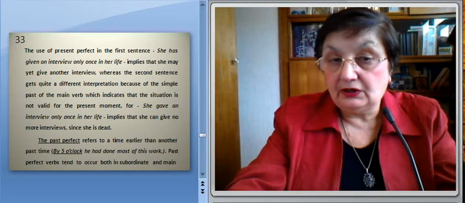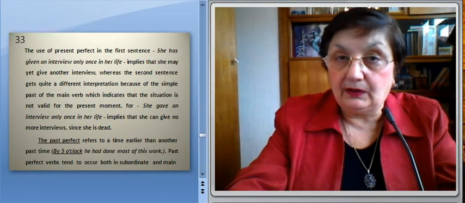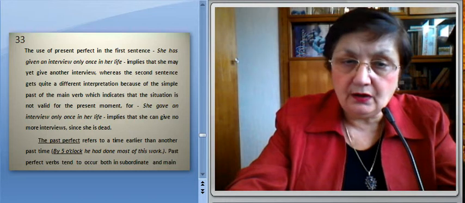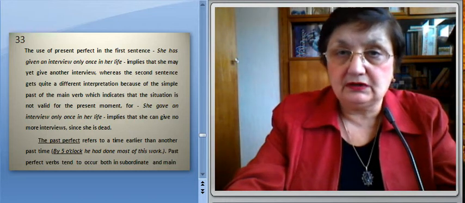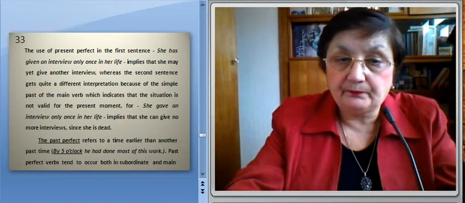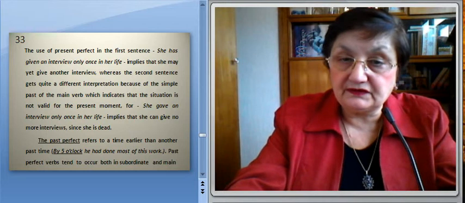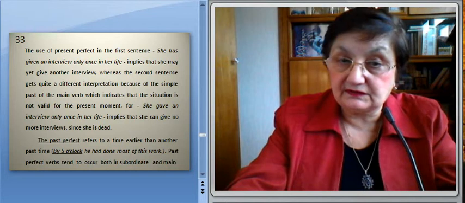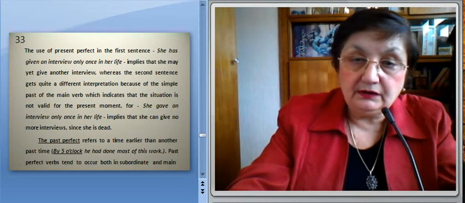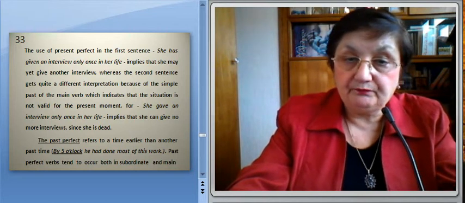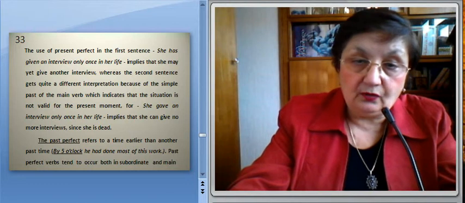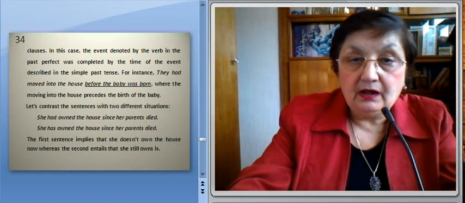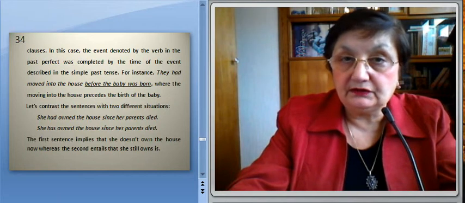The past perfect refers to a time earlier than another past time. For instance, "By 5 o'clock he had done most of his work." Past perfect verbs tend to occur both in subordinate and main clauses. In this case, the event denoted by the verb in the past perfect was completed by the time of the event described in the simple past tense. For instance, "They had moved into the house before the baby was born," where the moving into the house precedes the birth of the baby.